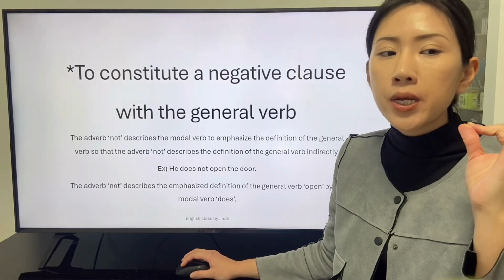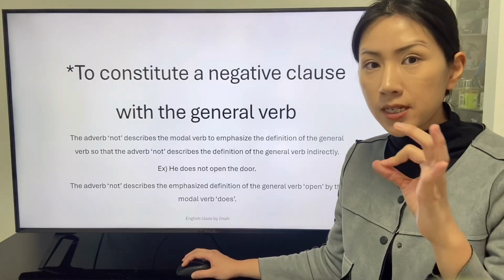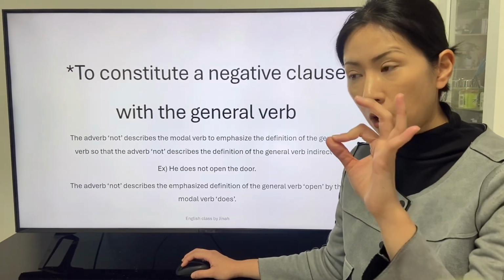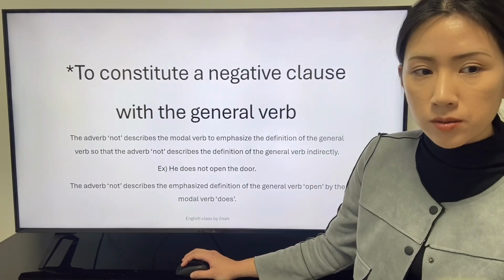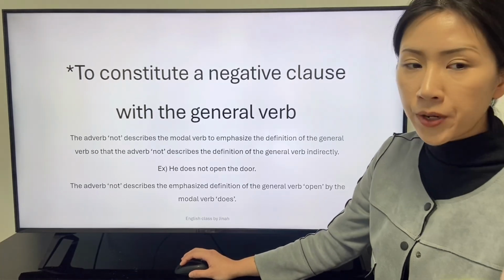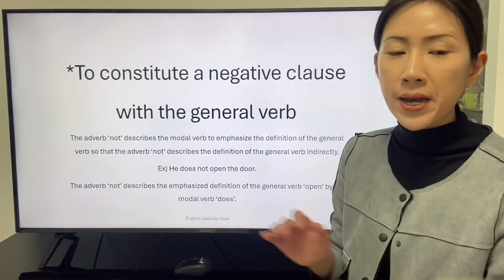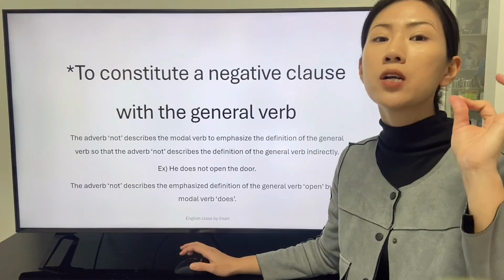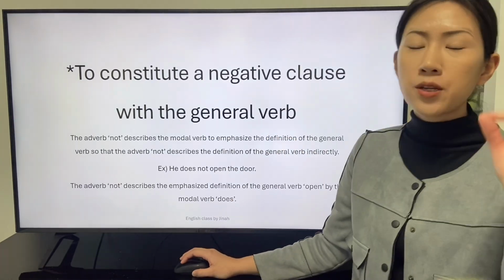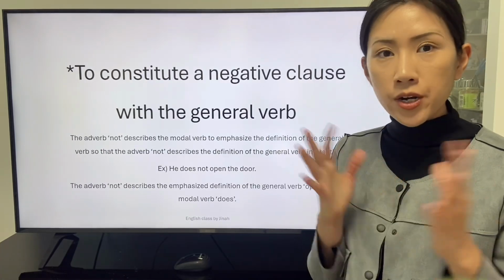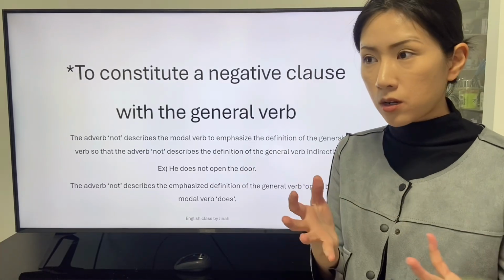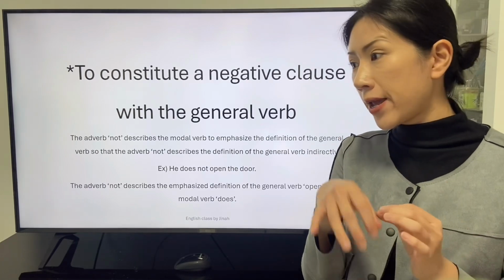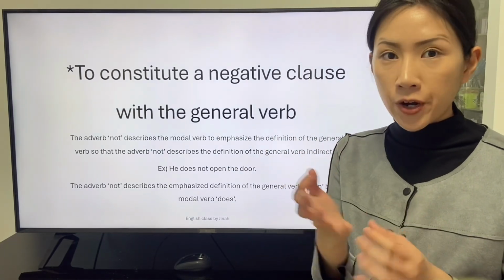The adverb not describes the modal verb, which is another adverb, does. The modal verb does, described by the adverb not, describes the transitive verb open. There is a reason for it. Let's consider the opposite situation, in which the adverb not describes the definition of the verb directly.